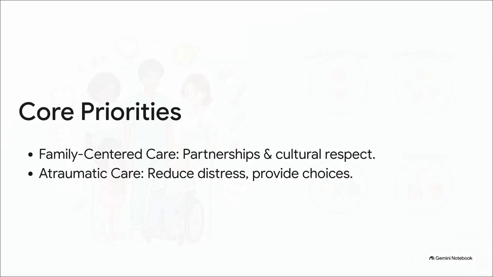And that brings us perfectly to our 2 core priorities. These basically govern everything a pediatric nurse does. First up, family-centered care. This means forming a true partnership with the family. You absolutely must recognize them as the experts on their child's baseline behaviors. Second is atraumatic care. This is the art of reducing physical and psychological distress. It means minimizing separation from the parents, giving the kid choices when you can, and using the least invasive options possible. Our goal is to heal them, not traumatize them.